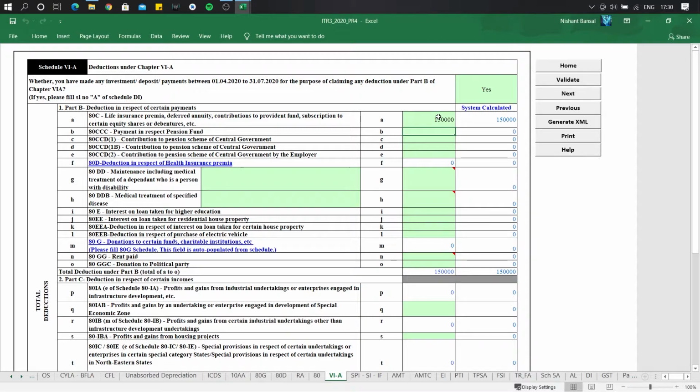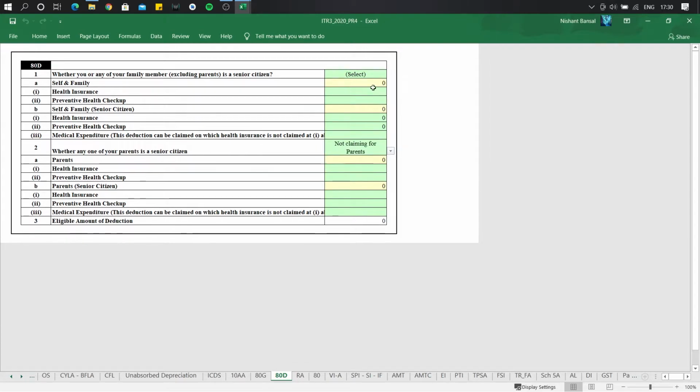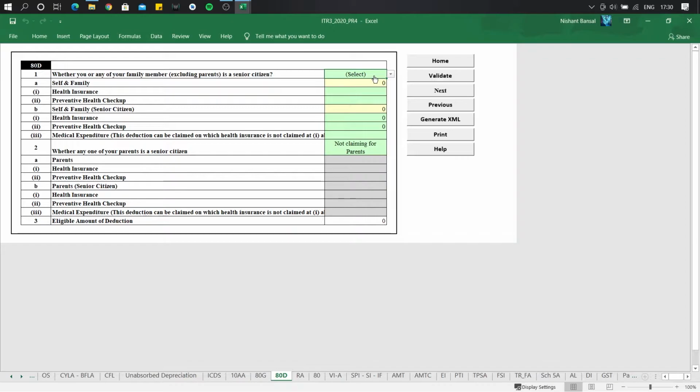Then next we have medical insurance premium of self and family. So it comes under section 80D. So there is a separate tab for the same, 80D. Since the medical insurance premium is taken for self and family, we'll enter not claiming for parents, and whether you or any of your family members including parents are senior citizens, no, we just looked at that. And we are spending for medical insurance premium 30,000.